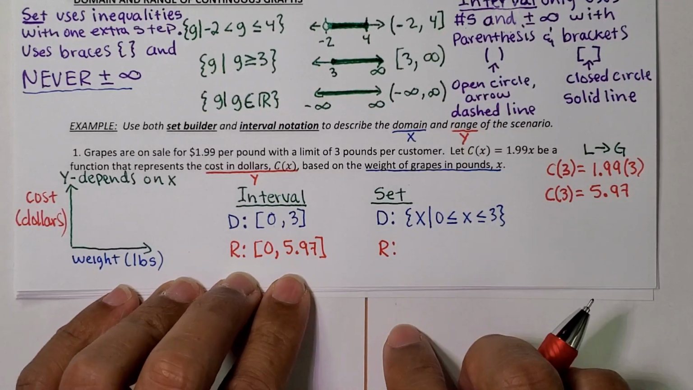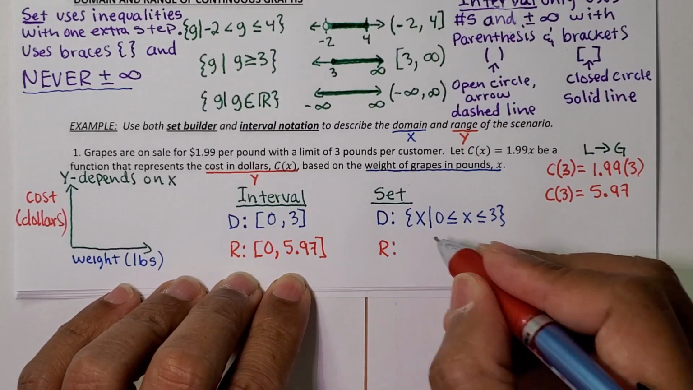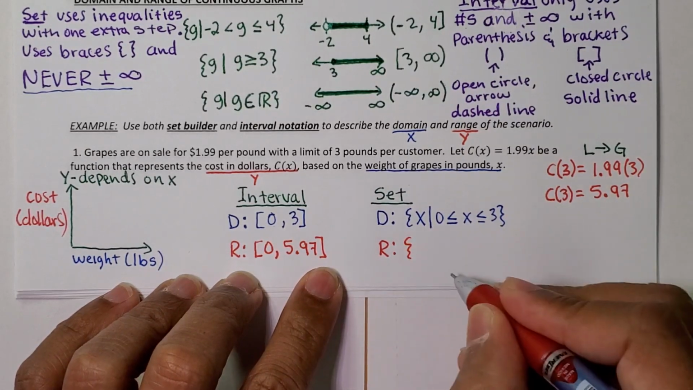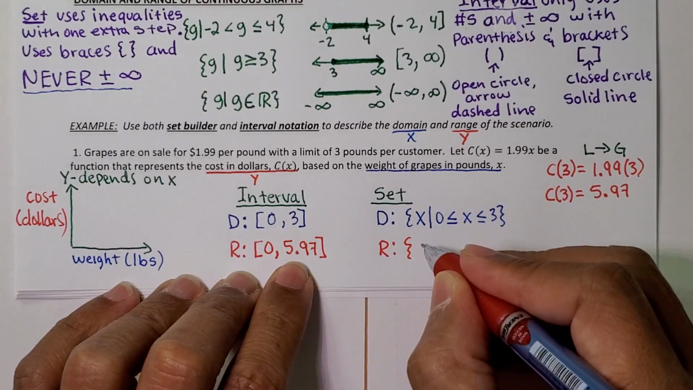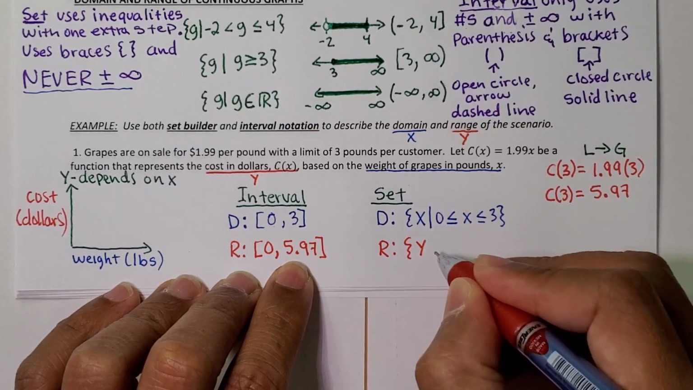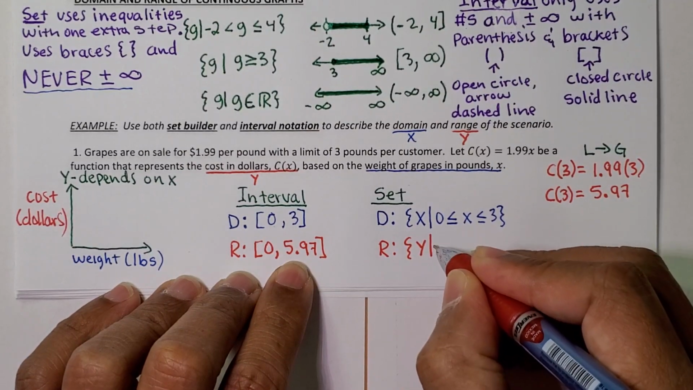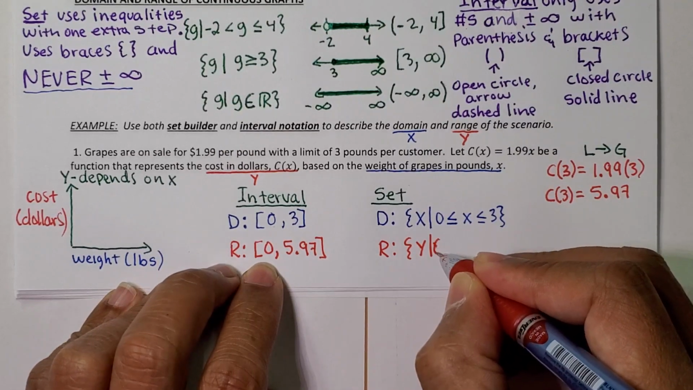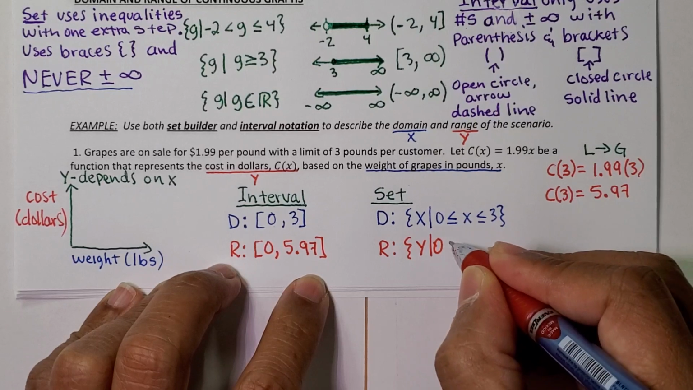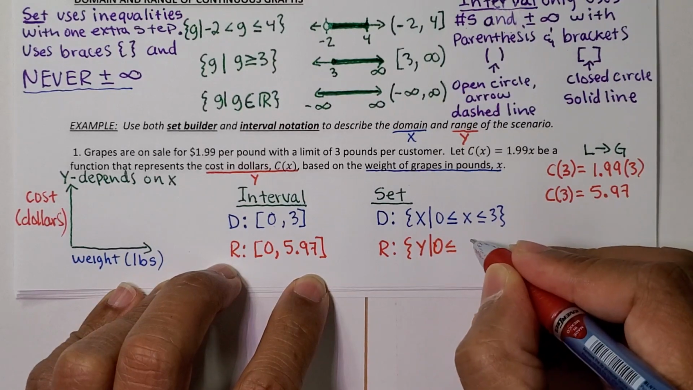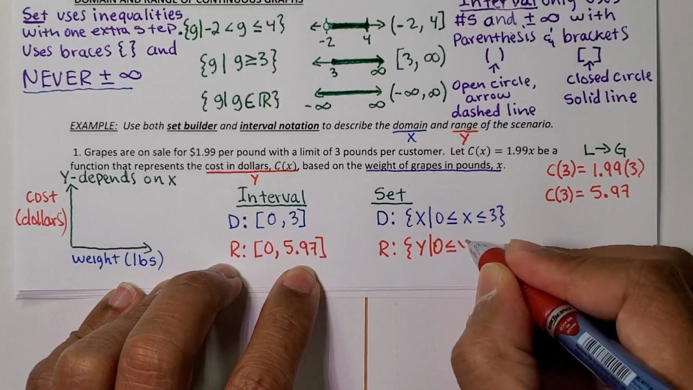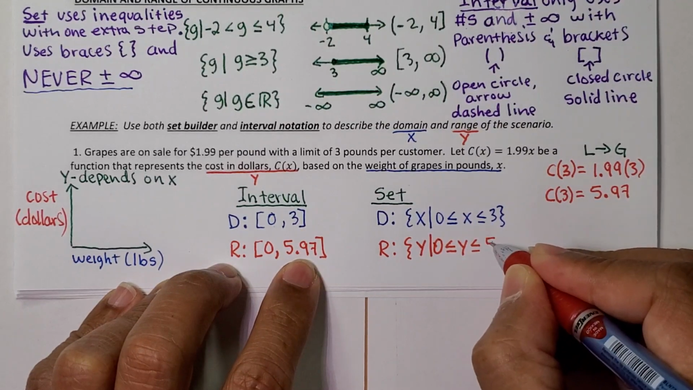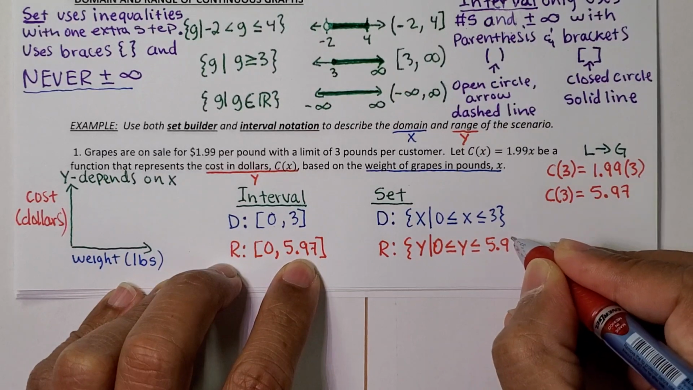Okay. All right, so next question is how would I write that same thing but in set notation? So again, I'm going to use the open brace, and now I'm going to have y instead of x, because this is the range, y such that on the left hand side I'm going to have 0, again from least to greatest, 0 is less than or equal to y, which is less than or equal to the maximum I'm going to pay, $5.97.